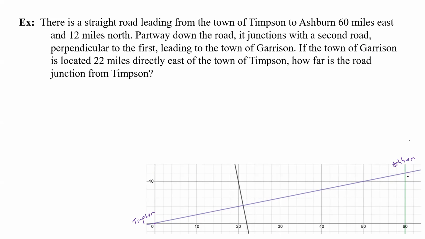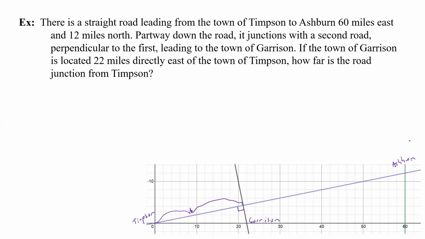Now, partway down the road, it junctions with a second road, and this second road is perpendicular to the first, and it leads to the town Garrison, okay? Now, if Garrison is located 22 miles away, which it is, directly east of the town of Timpson, how far is the road junction from Timpson? So what we want to know is how far is that?